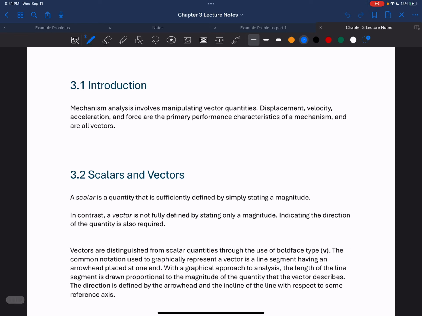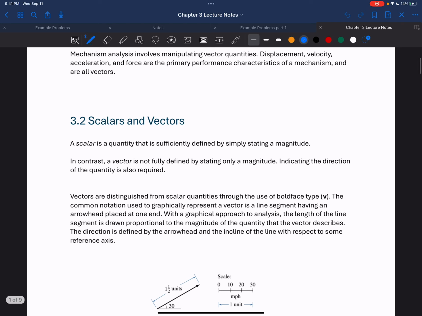So mechanism analysis, what we're doing in this class, involves a lot of manipulation of vector quantities: displacement, velocity, and acceleration. They all have magnitudes and directions, and all of these are vectors. So scalars and vectors, again, this should have been Physics 101. A scalar is a quantity that's sufficiently defined by simply stating a magnitude. A vector has a magnitude and a direction.